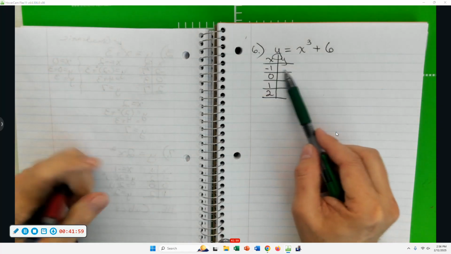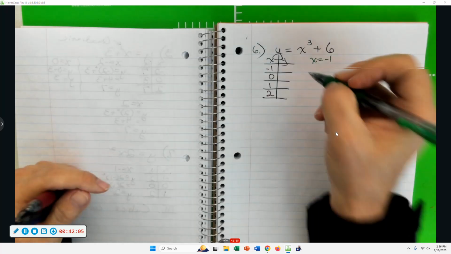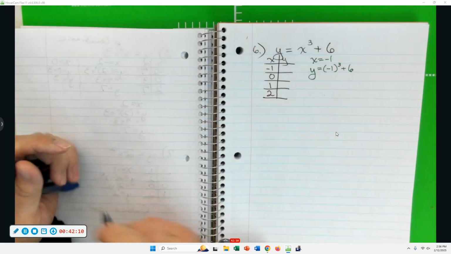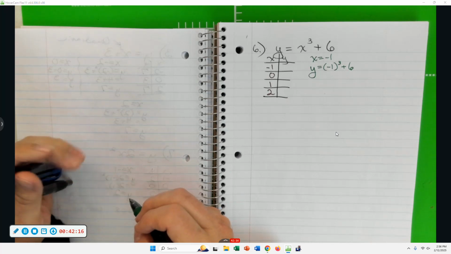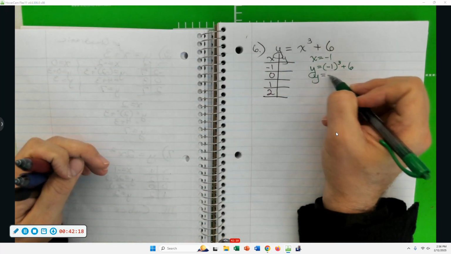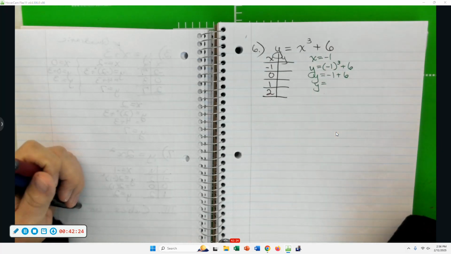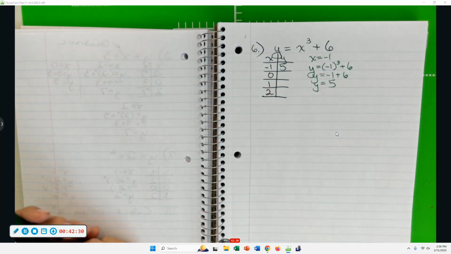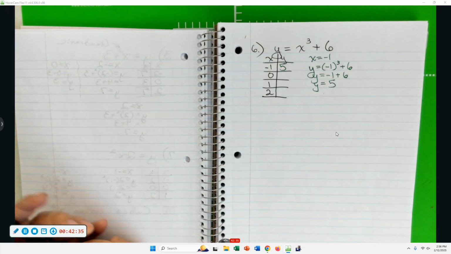The first line says plug in -1 for x. So we're plugging in -1. That says y is equal to -1 cubed plus 6. What's -1 times -1 times -1? -1. So we have a -1 plus 6. What's that giving me for my y value? 5. Should I put those in parentheses? Would it look better? I think it'd just make it look a little busier, messier, if you will.